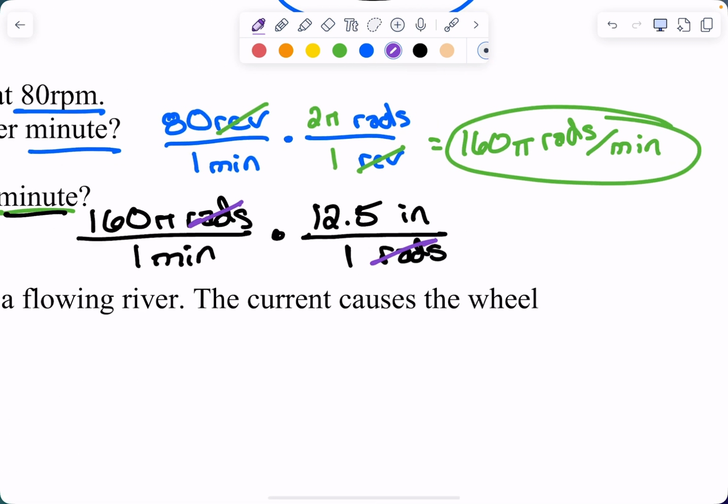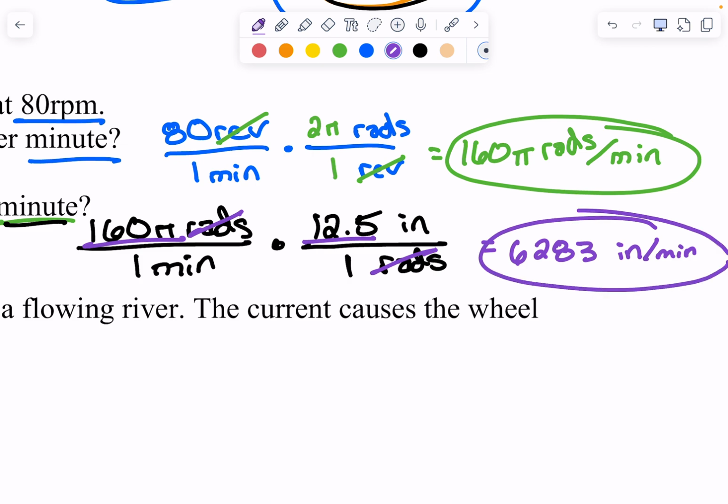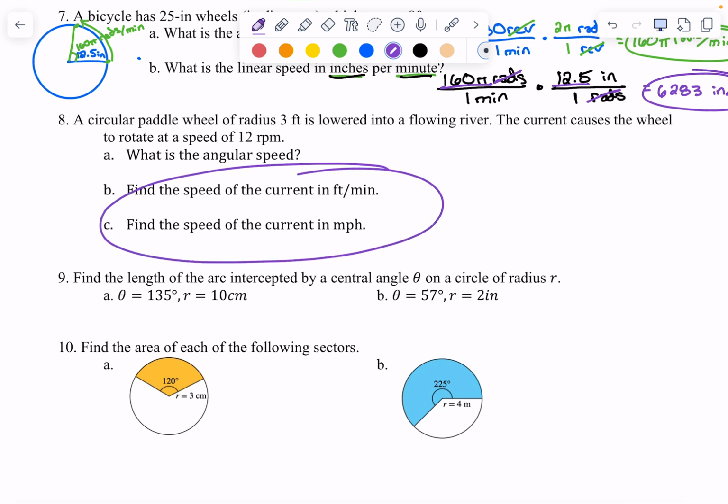So let's go ahead and multiply the pi through there. So it's 160 pi times 12.5 in inches per minute. Go ahead and fill that in as a decimal. 6,283 inches per minute. Yes. And so we could figure that out in miles per hour and all the things, which is what they're going to have you do down here. They want feet per minute, then miles per hour, okay?